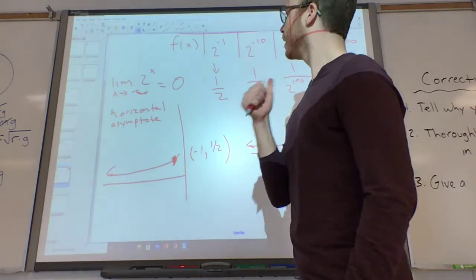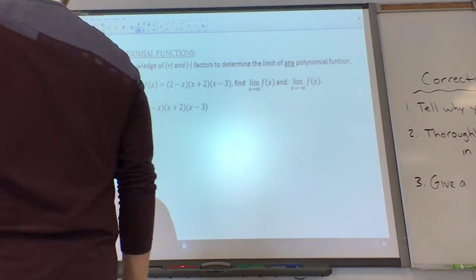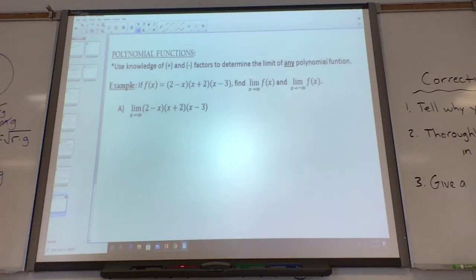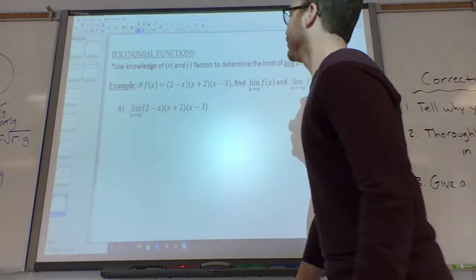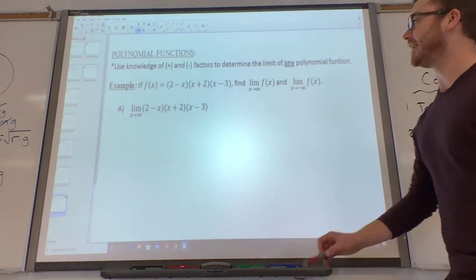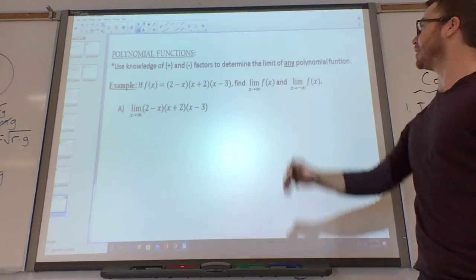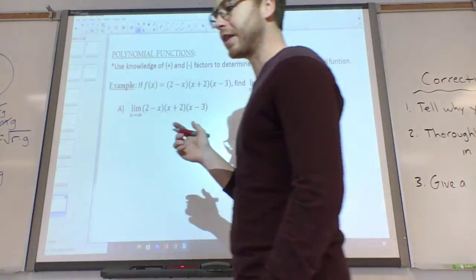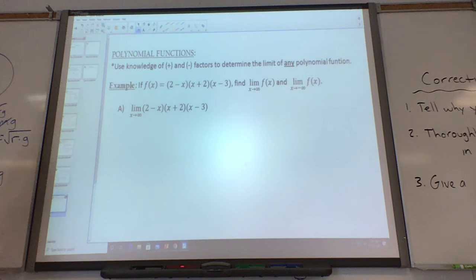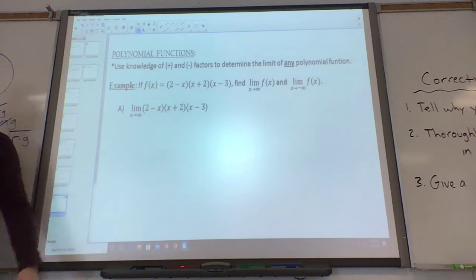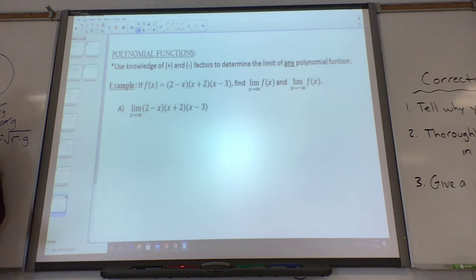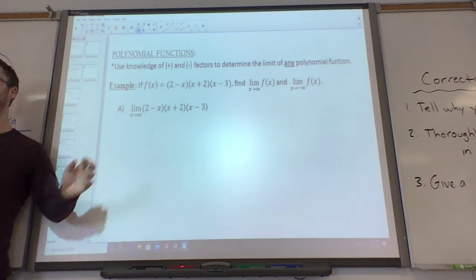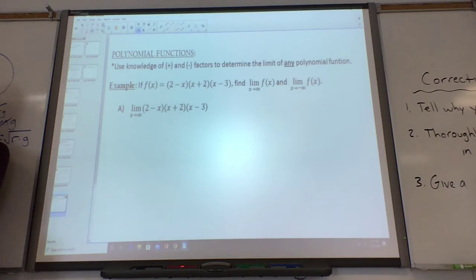Okay, excellent. We are almost done. Last one here. So we can use our knowledge of positive and negative factors to determine the limit of any polynomial function as long as it's approaching infinity, okay? Or negative infinity for that. So in this case, if we look at this one right here, what type of polynomial function would this be? To what degree?